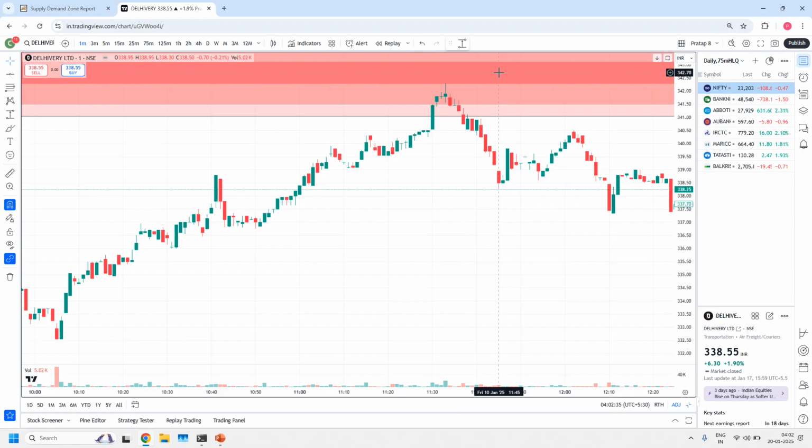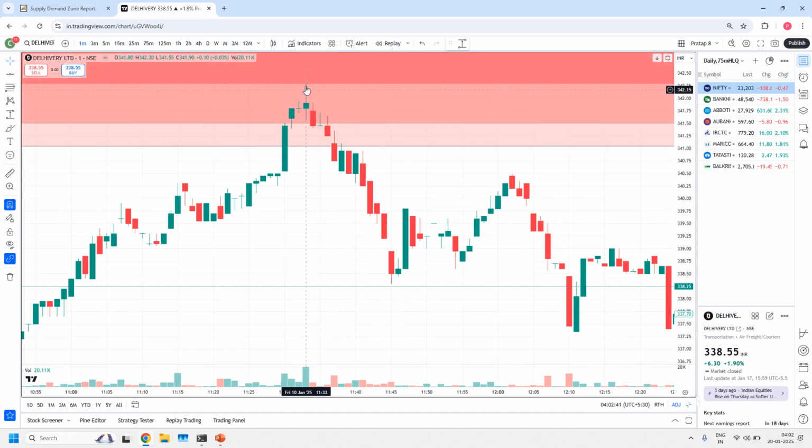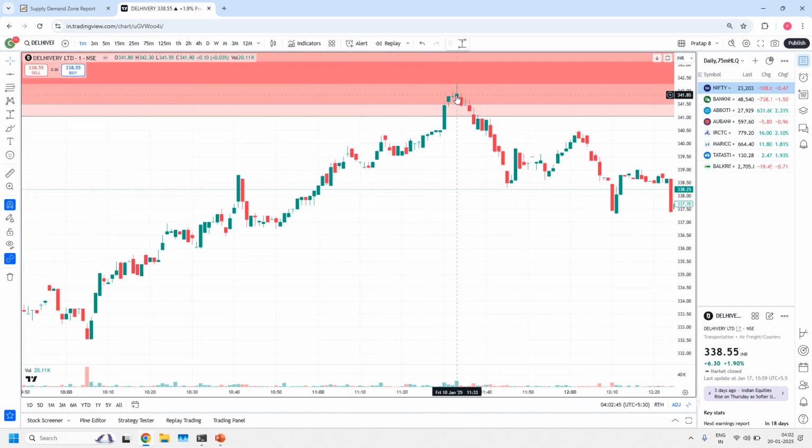you can try, nothing wrong. But from the zone's performance point of view, it already gave very good profit. Those who took the trade on 10th January probably got a good profit from this zone. This is at 11:33, 1 minute candle.